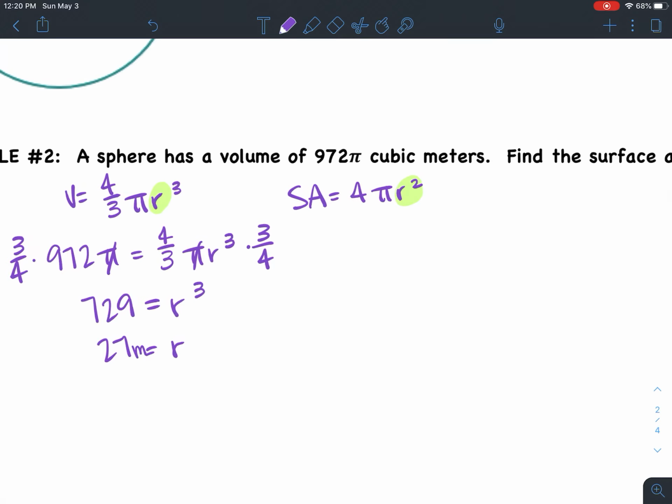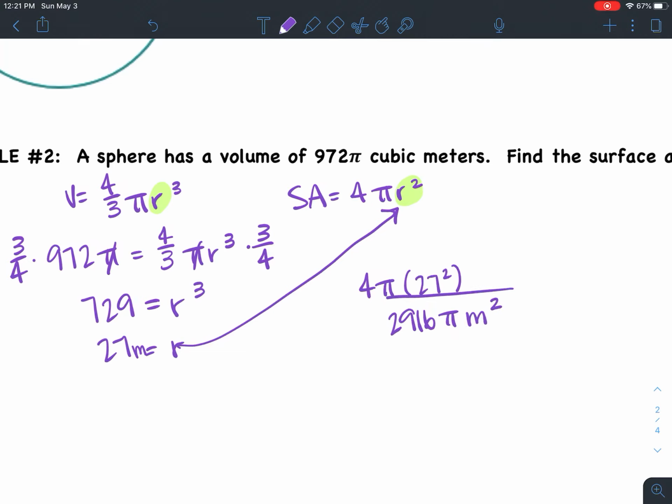meters. And now I'm going to take this 27 meters and plug it right in there for our surface area. So 4 pi times 27 squared. I'm going to do 4 times 27 squared, and that gets me 2916 pi meters squared for my surface area.